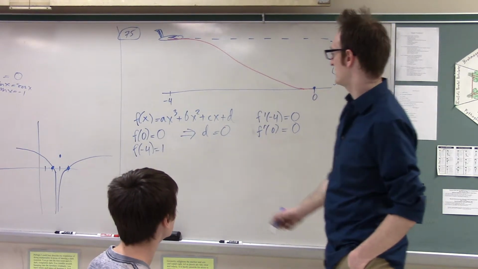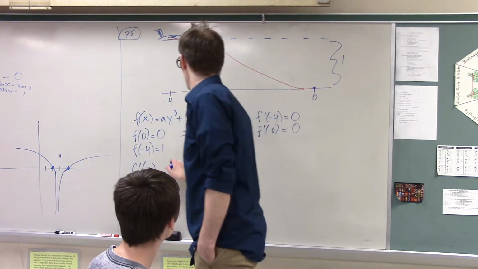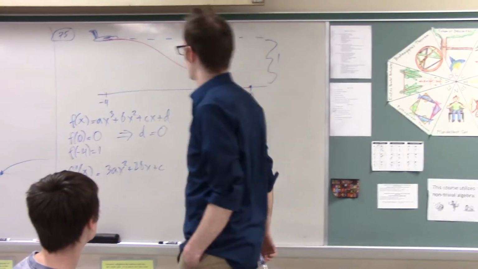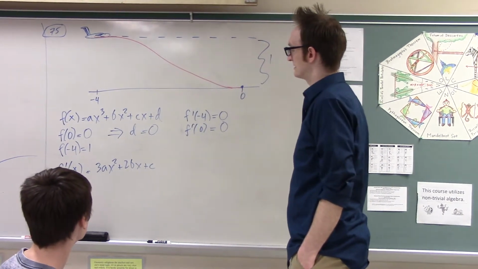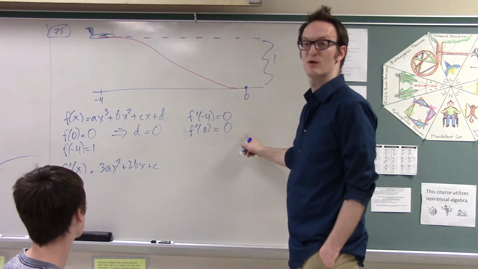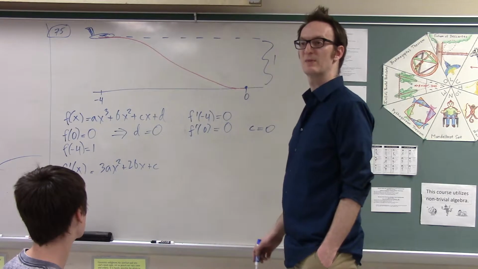So what is f prime of x? F prime of x is 3ax squared plus 2bx plus c. And since f prime of 0 is 0, that means that c must be 0 also, right? From this I learned that c is 0. Are we cool with this? Without me writing all the details?